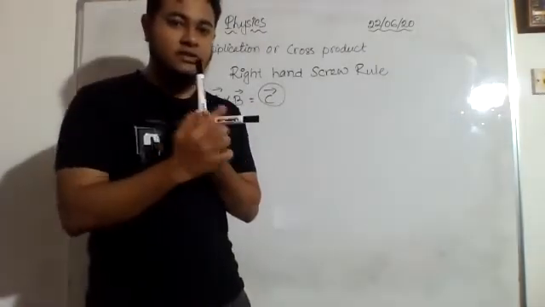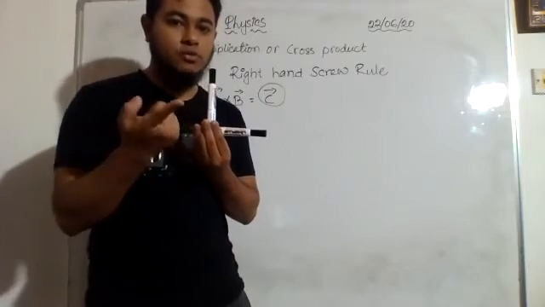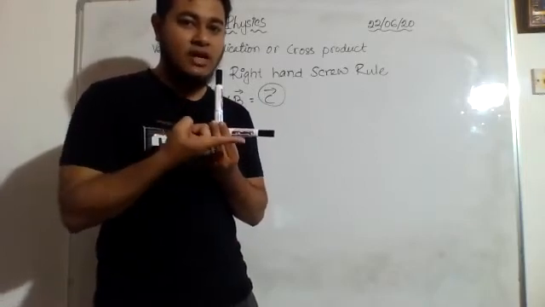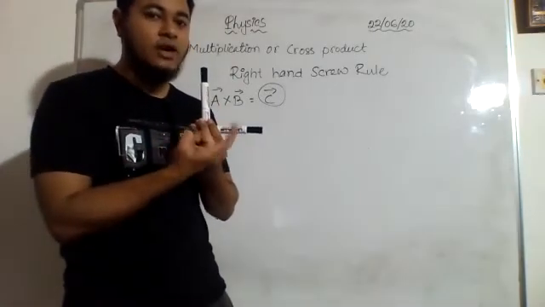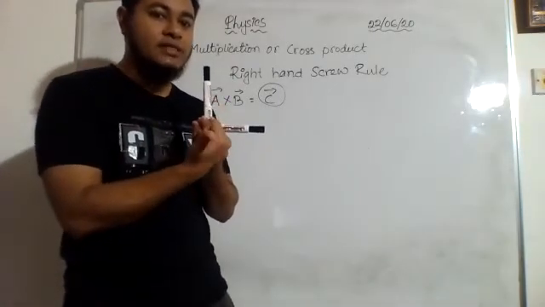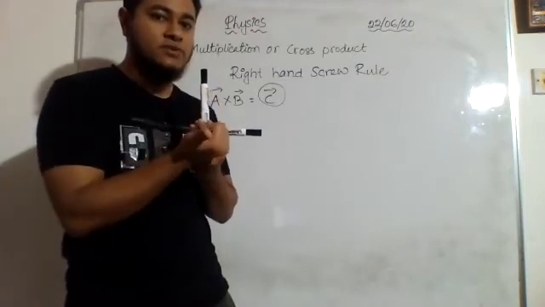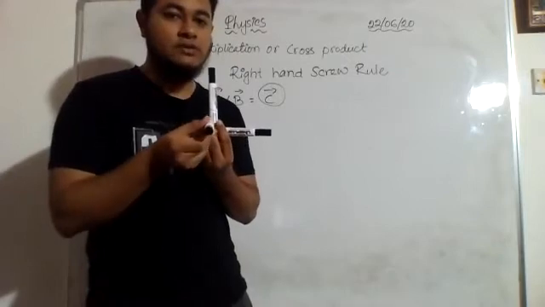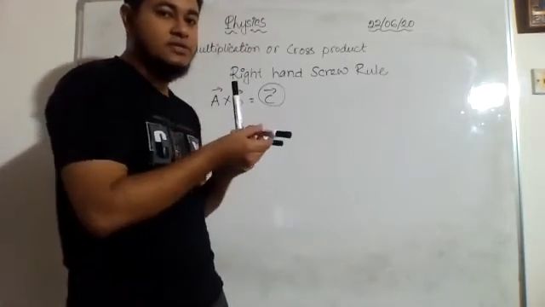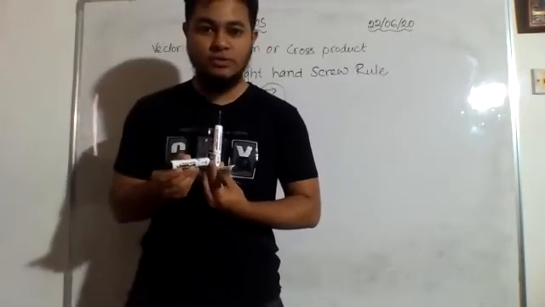If this is A vector and this is B vector, I will put my index finger along the first vector, that is A. Then from here I will rotate towards B, and this thumb will indicate the direction of the resultant vector, which will be something like this. You can see the arrangement.